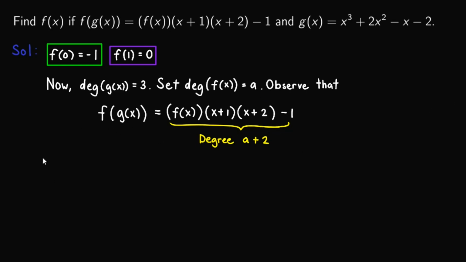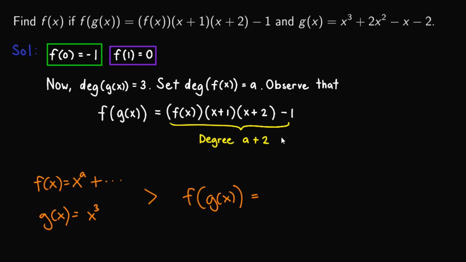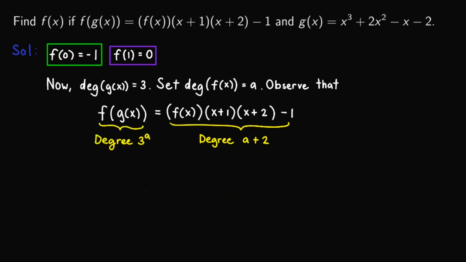For this other one, take note that, suppose we have f of x equals x raised to a plus so on, and for g of x, let's just use the x cubed out here. So we know that this one is degree 3 and this one is degree a. If we have f of g of x out here, then this one becomes x cubed raised to a and so on. So we know that the highest degree is 3 raised to a. So the degree of this one is 3 raised to a.